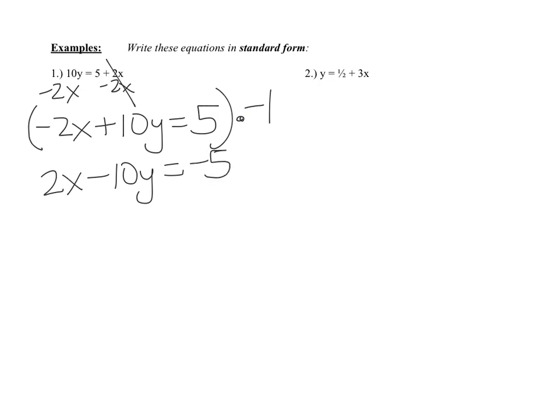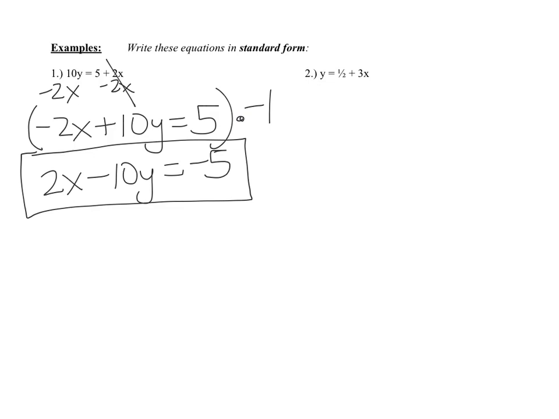Then double check. There's no fractions. And is there a GCF? There's not. 2, -10, -5 do not have anything in common other than 1. So that right there is your standard form. Okay. The next one, number 2.